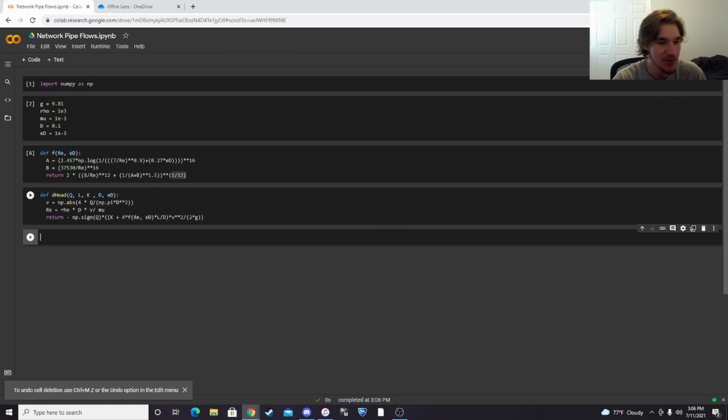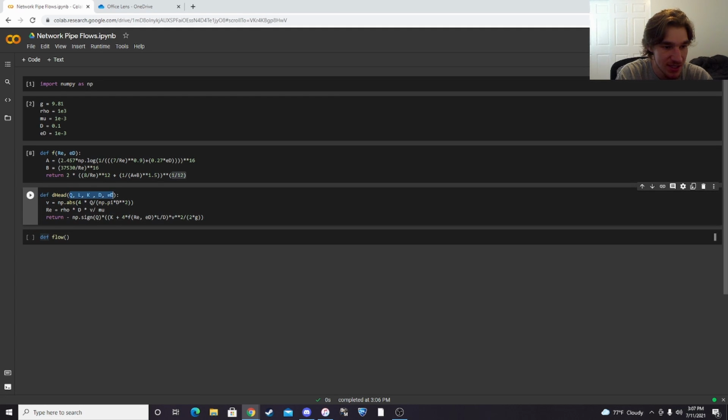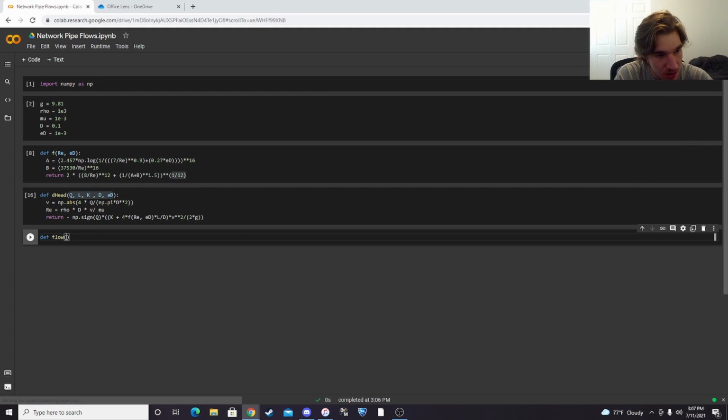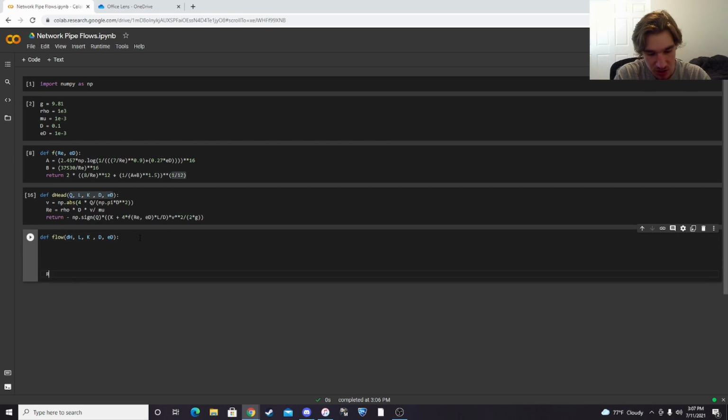So now that we have delta head, what we're going to want to create next is a flow function. Since we can get the delta head, we want to get a def flow, which is going to input basically the same stuff, except this time, instead, it's going to be a dh. And what it's going to do is return a result flow.